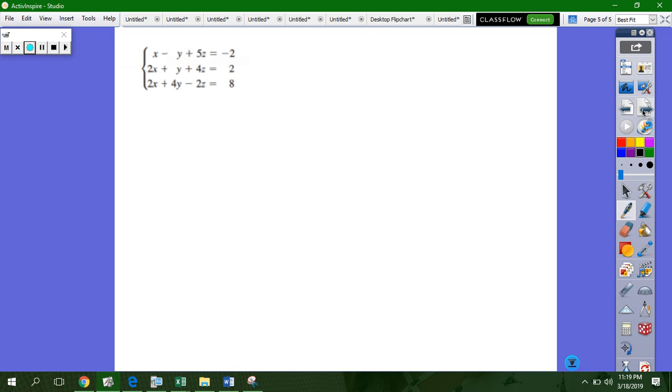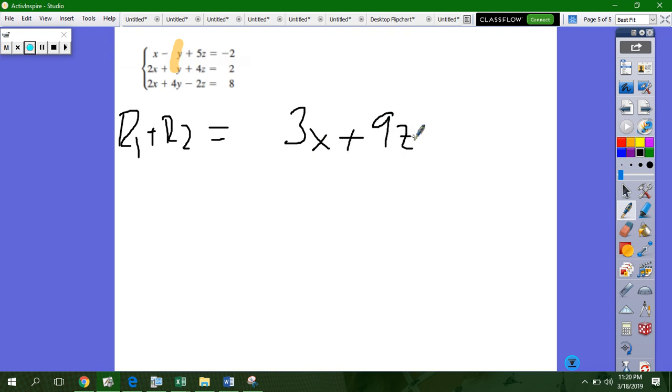All right, let's see what we got here. Once again, as I'm looking here, the x's don't look too bad to get rid of, nor the y's. I'm going to go with the y's for the fact of the matter that row 1 and row 2 just add straight up. So I'll just do that really quick. Row 1 plus row 2. These y's right here are already going to get rid of each other. So when I add these, here we go, we get 3x. The y's cancel out like I just said, plus 9z equals 0.